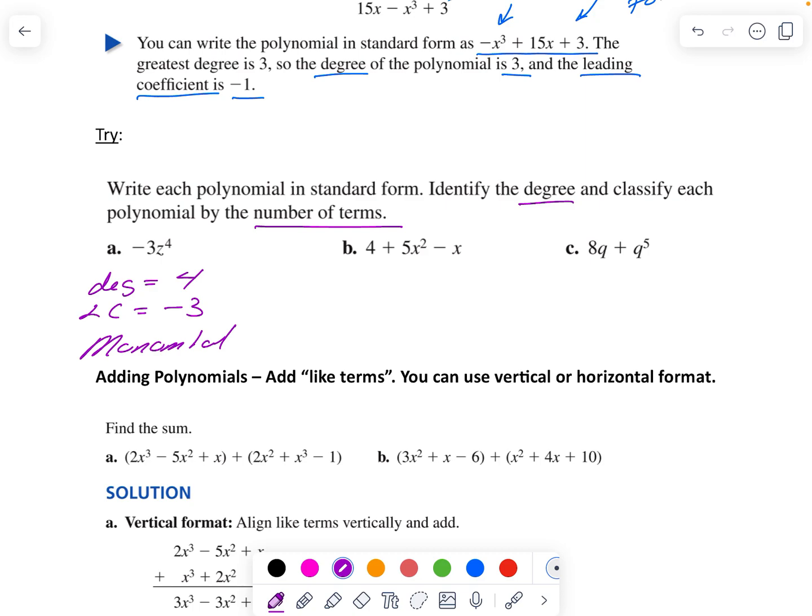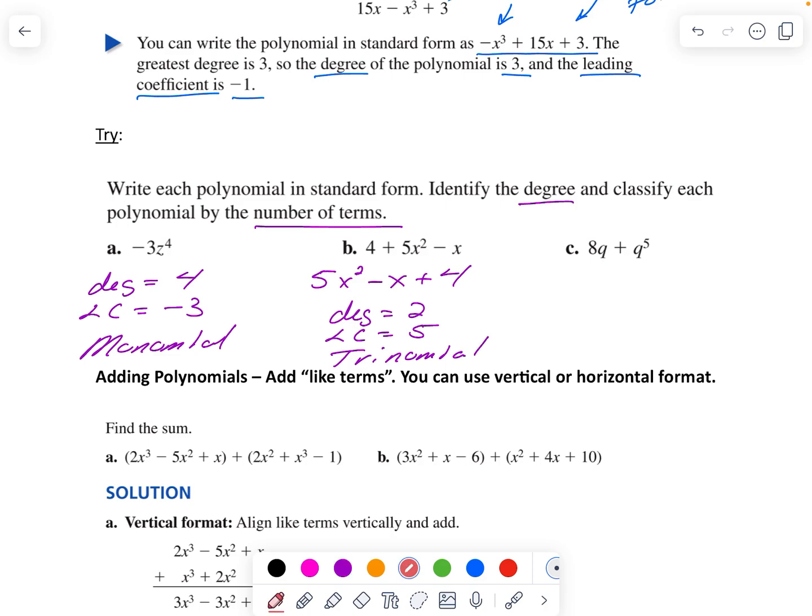This one we need to put in standard form. So this would go first, then the x, then the 4. So the degree is 2. That's the highest degree on our first term there. Leading coefficient is 5, and this is a trinomial.